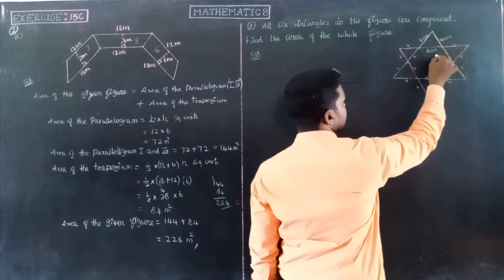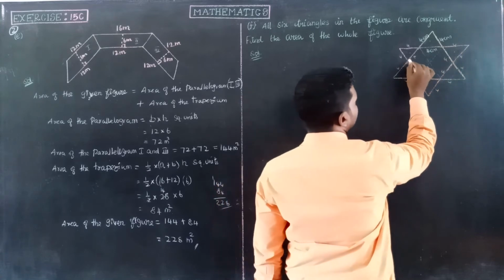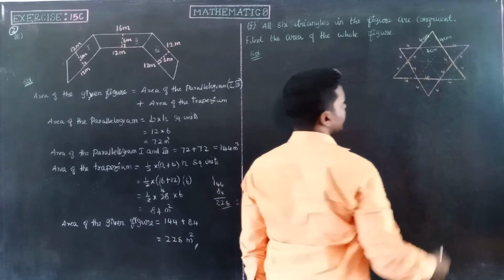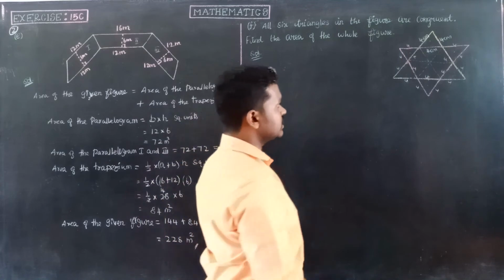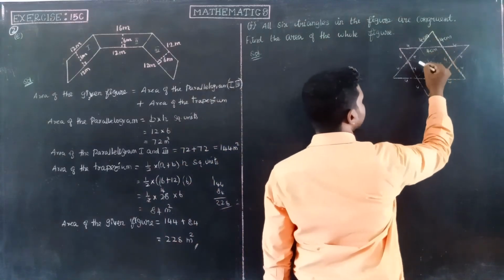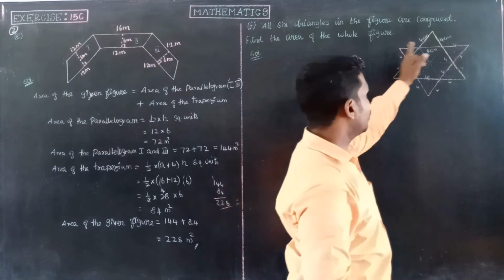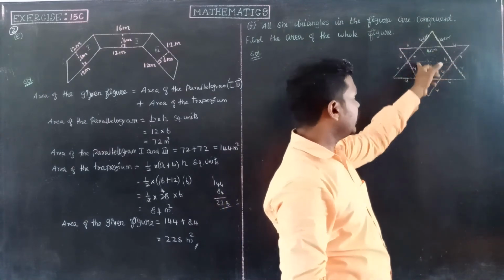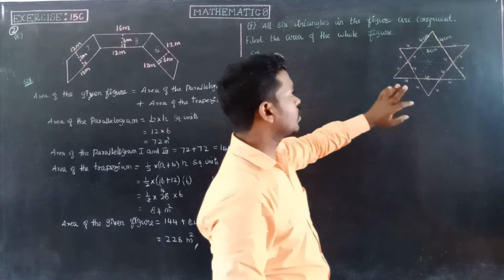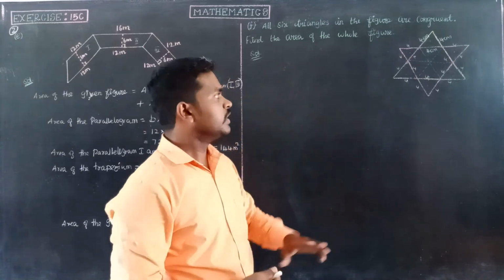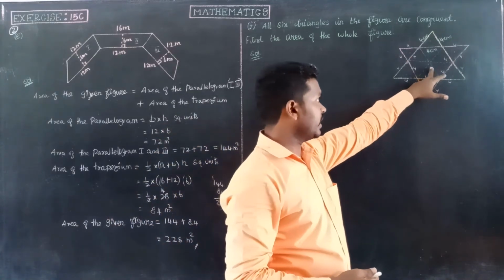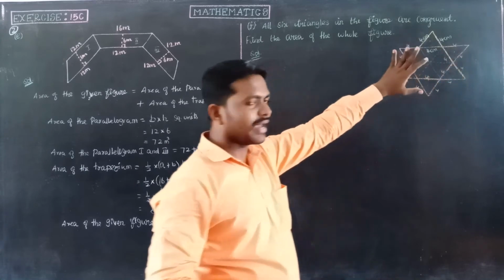the opposite vertices joined give 6 equal triangles. Already, a hexagon with opposite vertices joined gives 6 equilateral triangles: 1, 2, 3, 4, 5, 6. So there are 6 outer equilateral triangles and 6 inner equilateral triangles, total 12 equilateral triangles. So the area of the figure is the total area of 12 equilateral triangles.